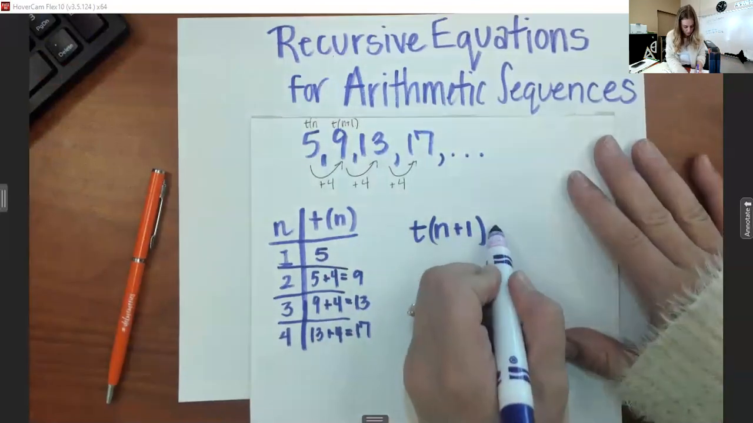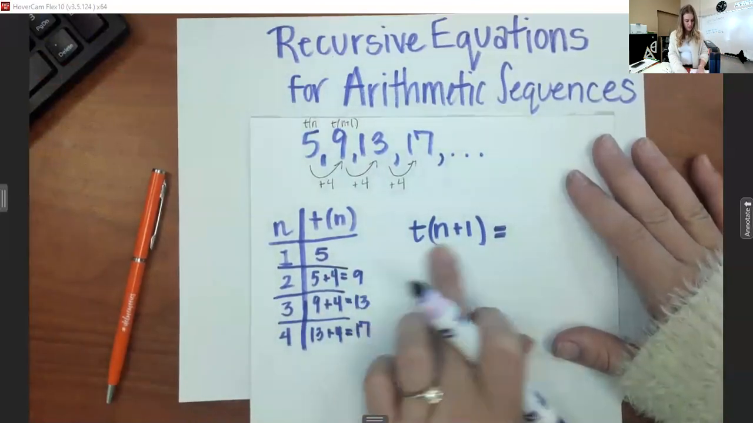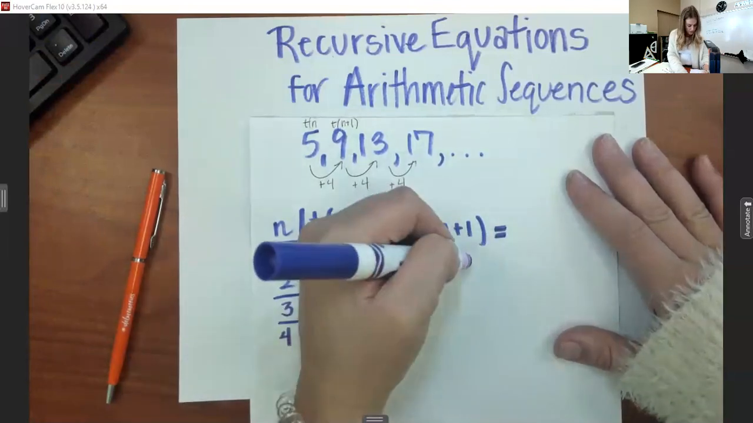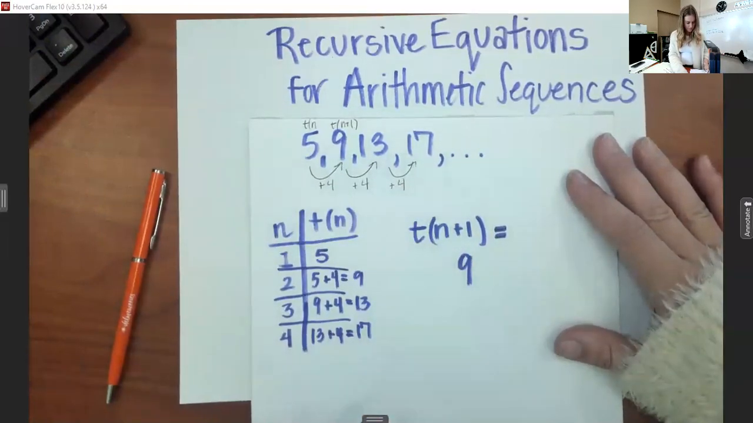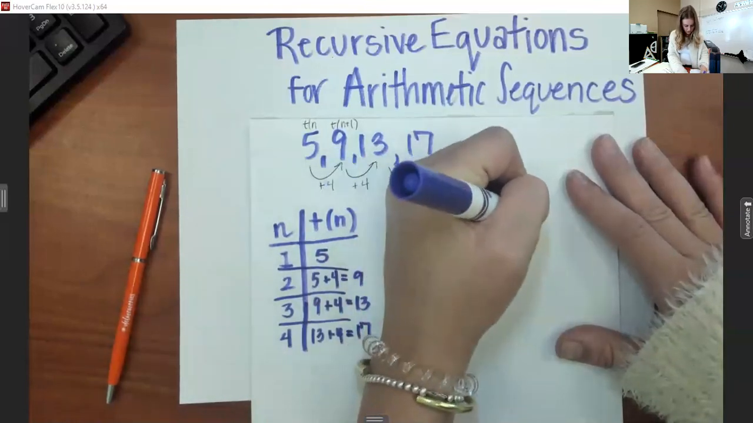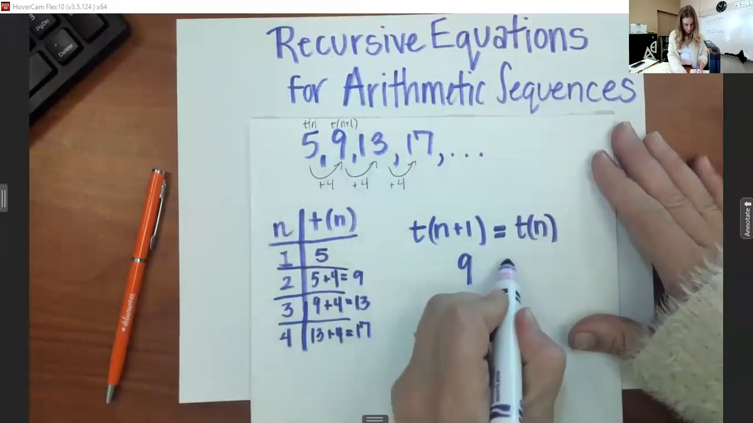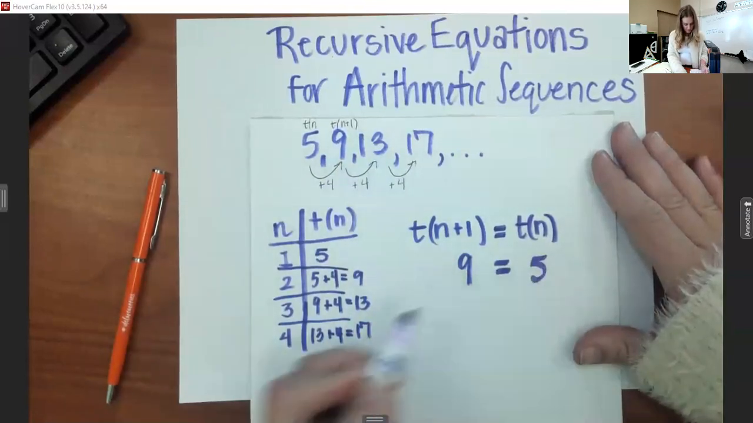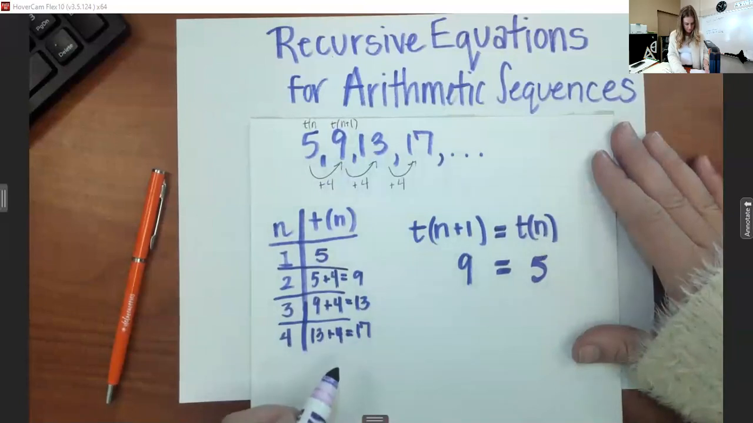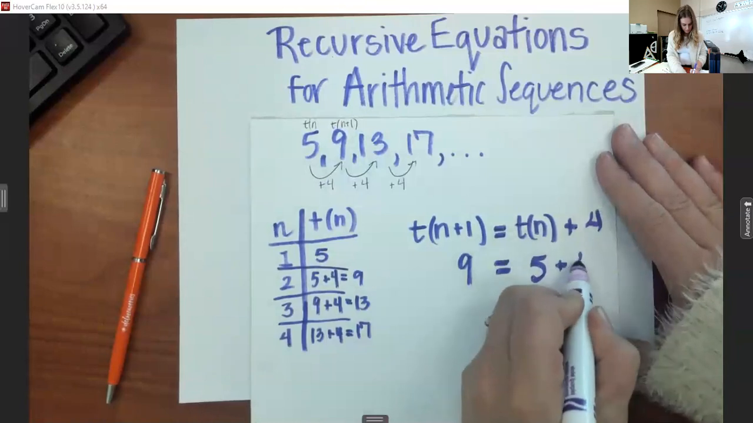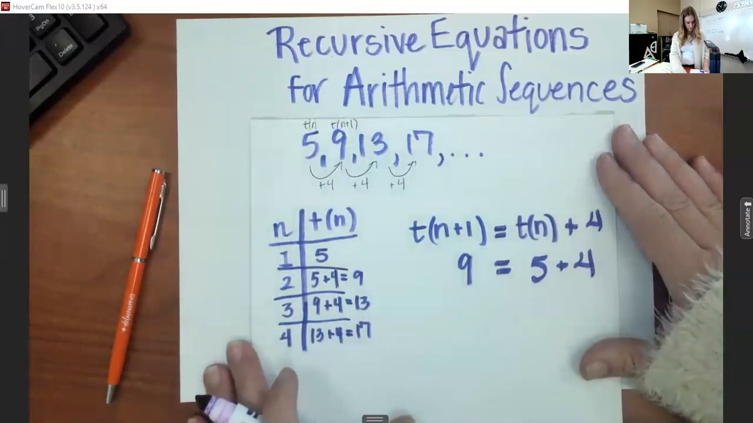So in order to find out what t of n plus 1 equals, which we know in this case is 9, you have to take the previous term, which we'll label as t of n, which is 5, and you would have to add 4 for it to be true.